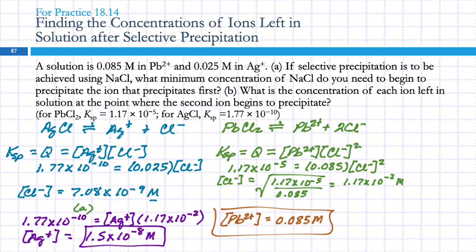What this calculation doesn't tell us is how much sodium chloride has to be added to the solution. That's a little more involved. This is just, what does the chloride ion concentration in the solution need to be when these things start precipitating? Any questions?